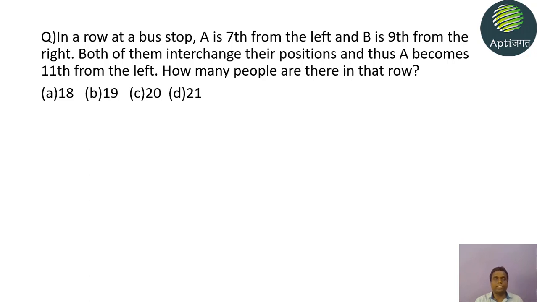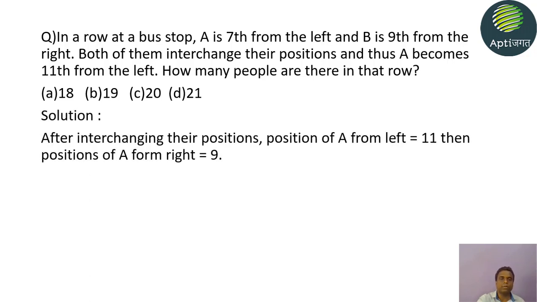Now we'll see a different question. In a row at a bus stop, A is at 7th from left and B is at 9th from right. Both of them interchange their positions and thus A becomes 11th from left. How many people are there in that row? See, we will see the solution to this problem. After interchanging, the position of A from left is 11, right? Then the position of A from right is 9.